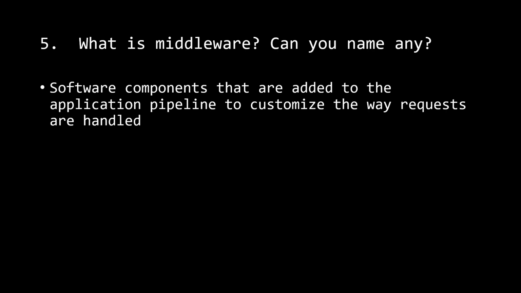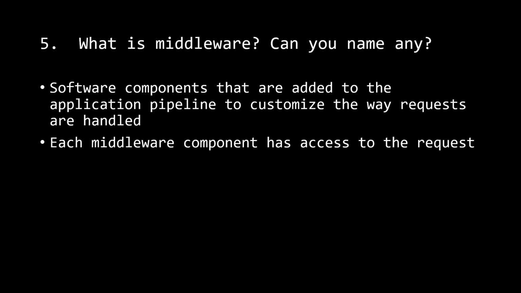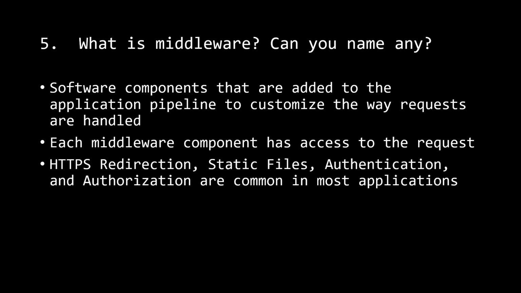Middleware are software components that are added to the application pipeline to customize the way requests are handled by the application. Every middleware component can inspect, modify, or terminate the request pipeline, and this allows us as developers to add custom behavior to the application. Some of the better known middleware are routing, HTTPS redirection, static files. You'll find those in pretty much every application, and authentication.